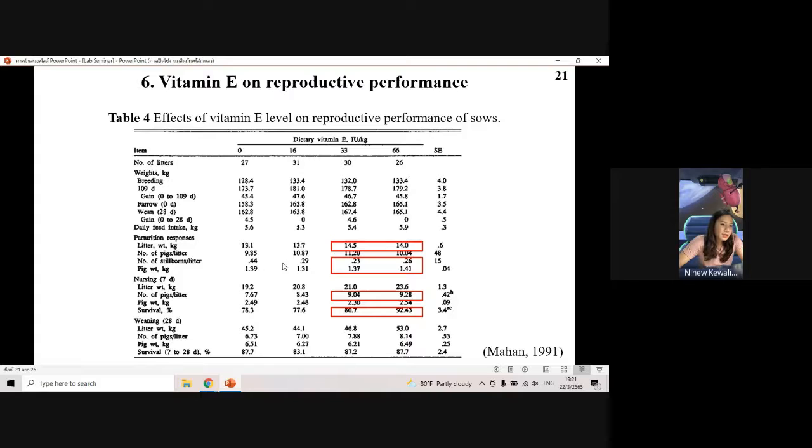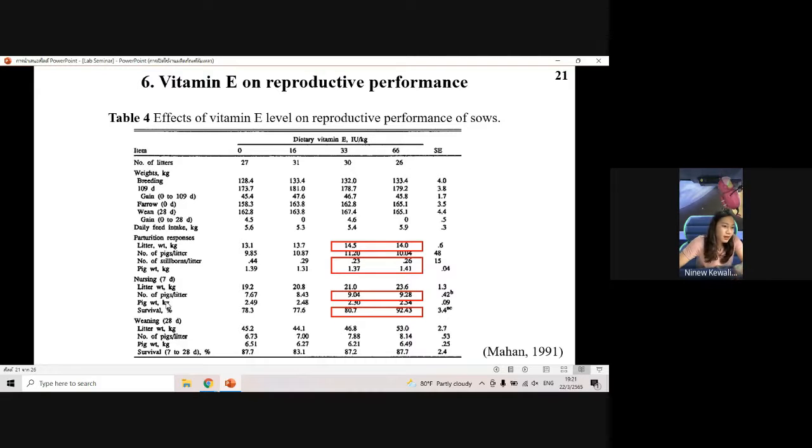Here, we can see the litter weight in the groups supplemented with 33 or 66 is the highest. The litter weight is higher than the control group and the 16 group. And the stillborn per litter is less than the control group and the 16 group. And the piglet weight is higher; this one, the 66 IU per kilogram, has the highest.